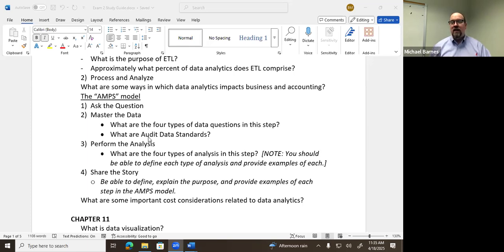Also, there's a question about audit data standards. Now, I want to be very clear about this. Audit data standards represent data standards that can be used in any setting. But the original intention of audit data standards was actually to provide standards for data to be used in an external audit. And they can be applicable in other scenarios.